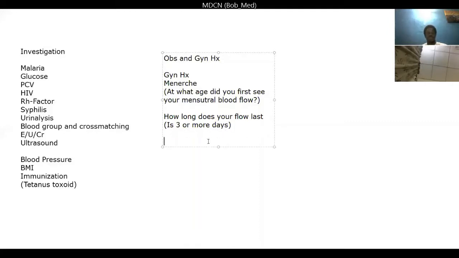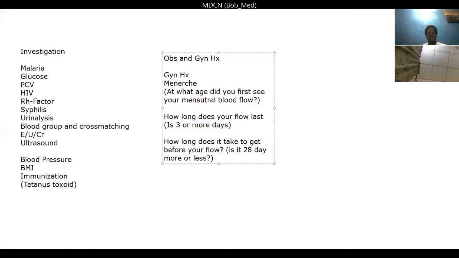Another thing you want to ask is the length of the whole cycle. How long does it take before your next flow? Is it 28 days, more or less? You want to ask so the patient can know what you are actually talking about. Do you understand, doctor?